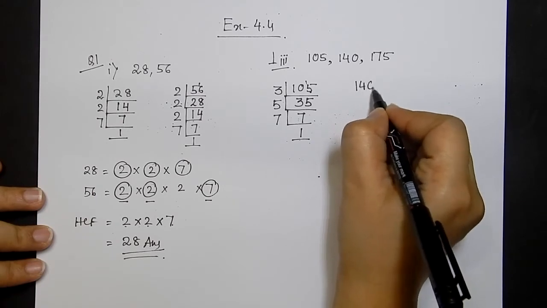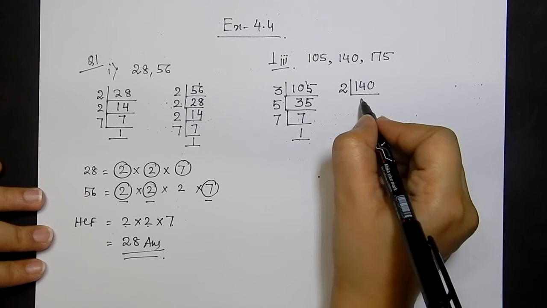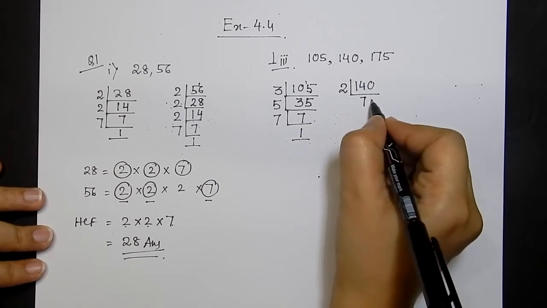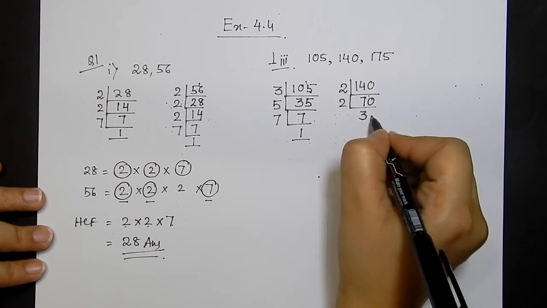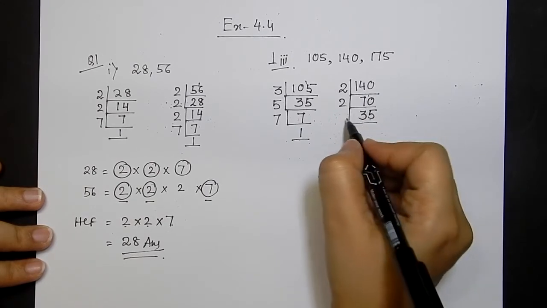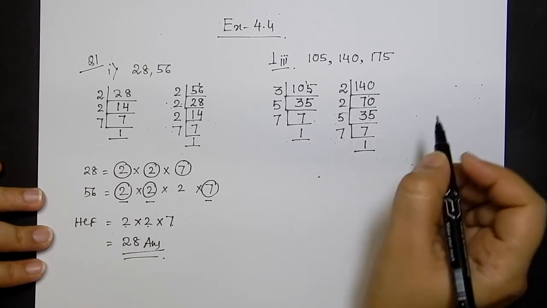Then we have 140. 140 we can start with 2 because it's an even number. So 2 7s are 14 and a 0. 2 3s are 6, 35. So again 5 7s are 35, 7 1s are 7.